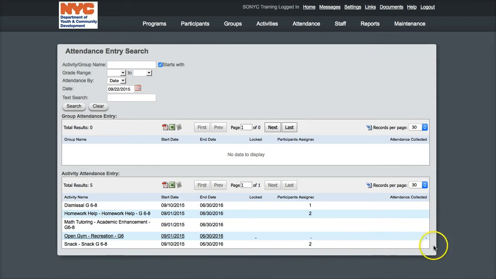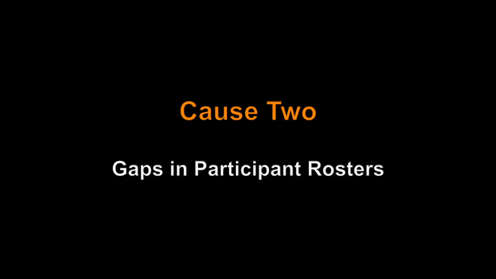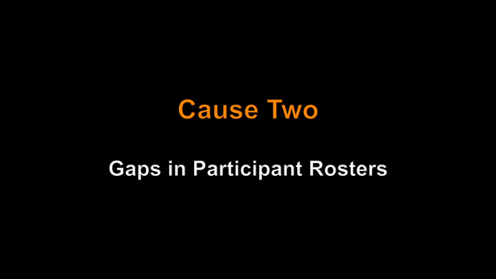It's imperative for the missing attendance to be taken for these days. It's also important from a programmatic perspective to shore up any attendance entry systems moving forward so that attendance is not missed again. The second cause of incomplete attendance arises from gaps in participant rosters.